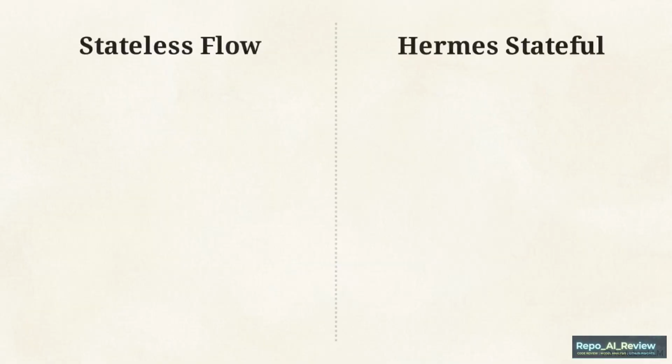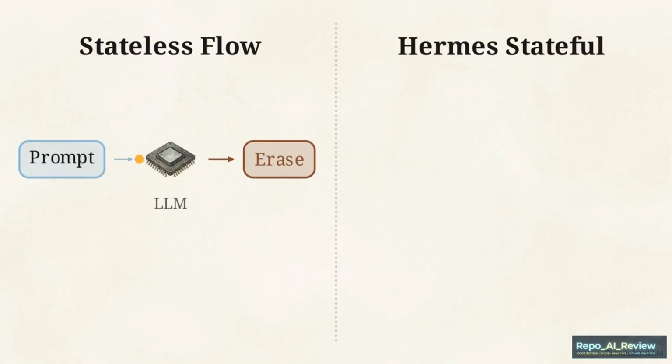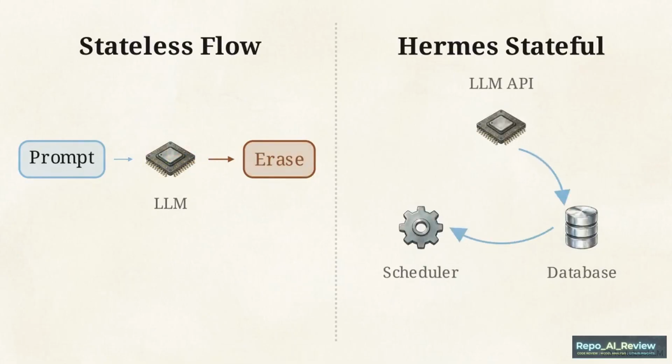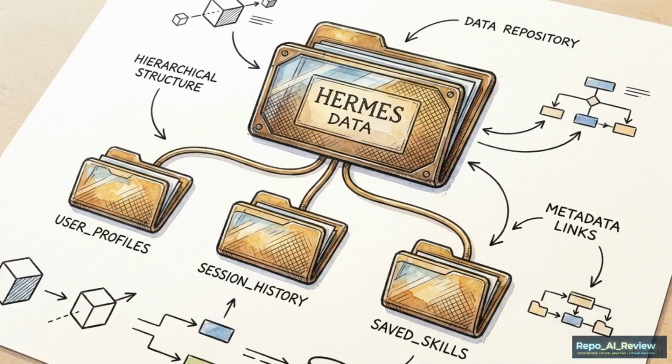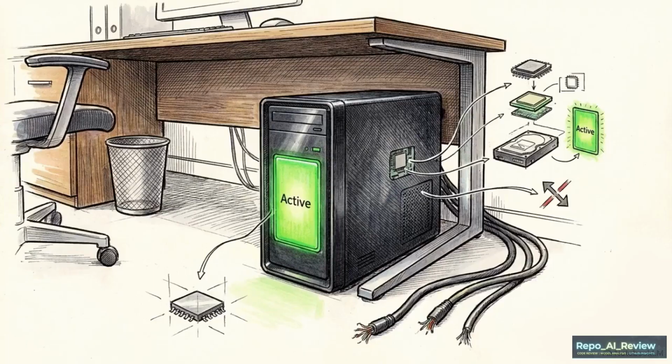This comparison shows the difference in flow. On the right, the Hermes architecture routes the LLM API output into a permanent local database and a background scheduler, creating a continuous feedback loop. This specific arrangement of components allows the LLM to function as a learning autonomous system that preserves data across time.